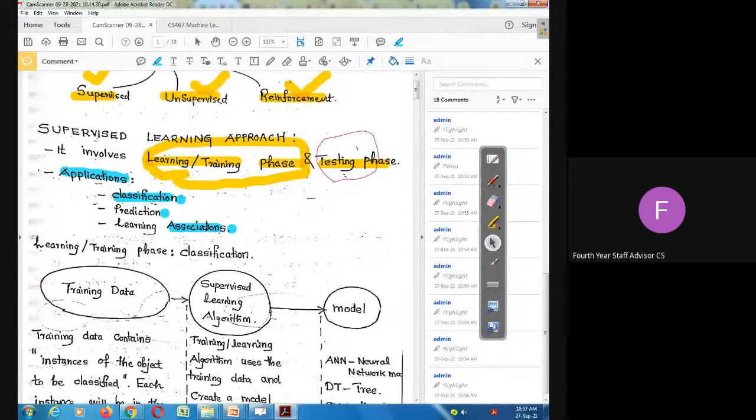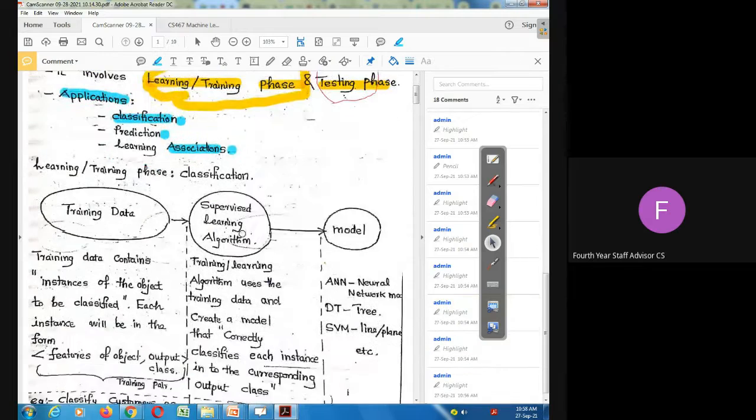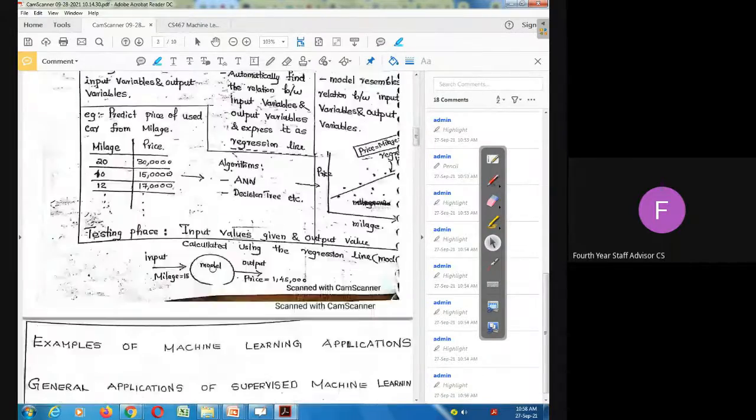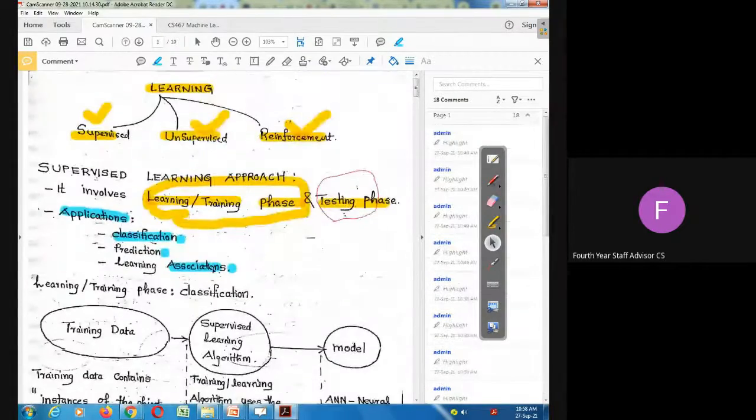And the last is learning association. What does learning association mean? We will find the relationship between the data. There will be a lot of data. Sometimes you may have heard about big data. So with a lot of data, we want to find out the relationship between the data. That is called learning association. We will discuss in detail after some sessions. There is also regression, a separate topic. For this type of application we will use the supervised learning method.